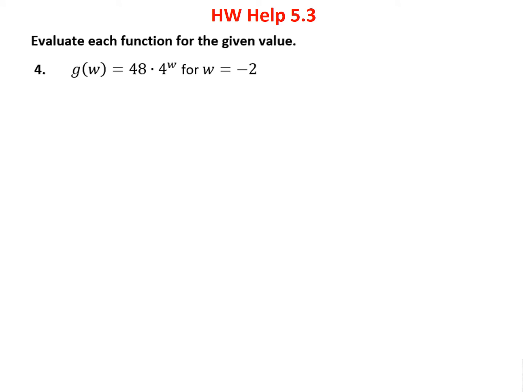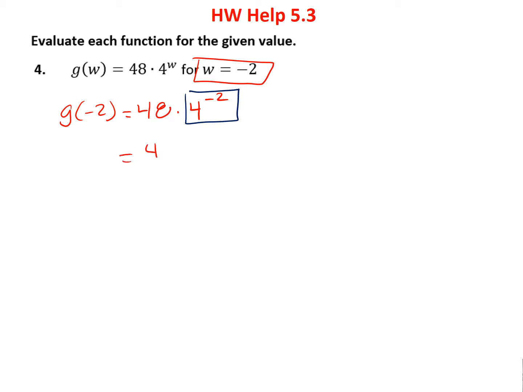Once again, let's evaluate this. I want g for w equals minus 2. So g of minus 2 equals 48 times 4 to the minus 2. Well, let's simplify this first. Remember that whenever we have a negative exponent, 4 to the minus 2 doesn't mean 4 times 4 multiplied. It means divided. What I do is take the reciprocal and put it down below and make it 4 squared. All right? So this is going to be 48 divided by 16, which is simply 3.